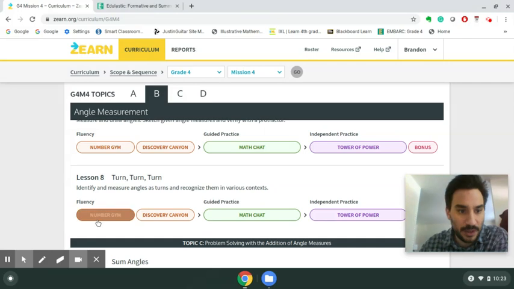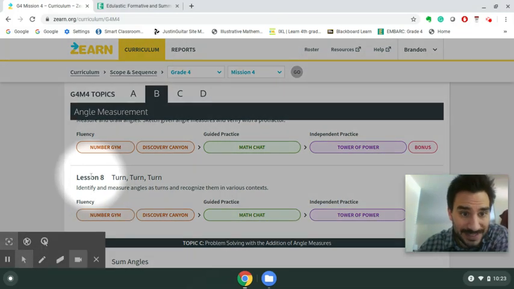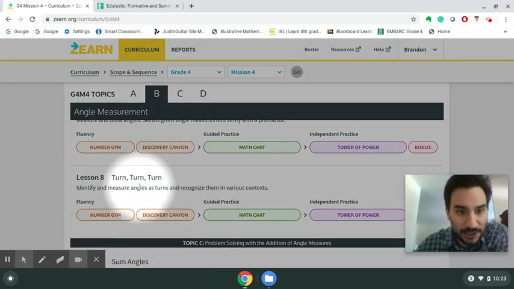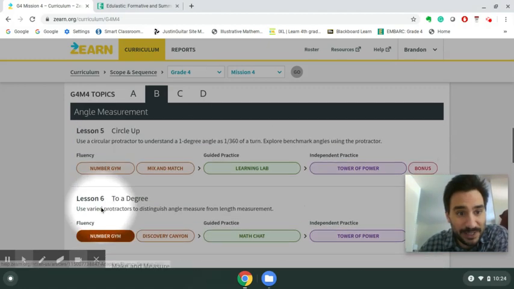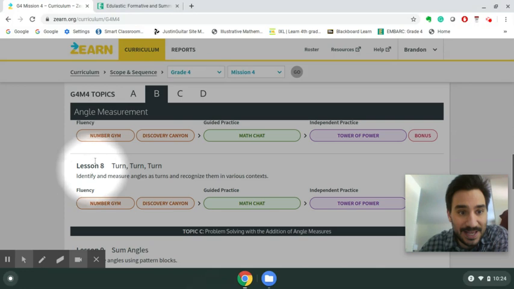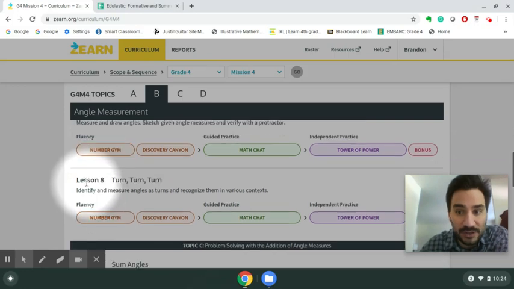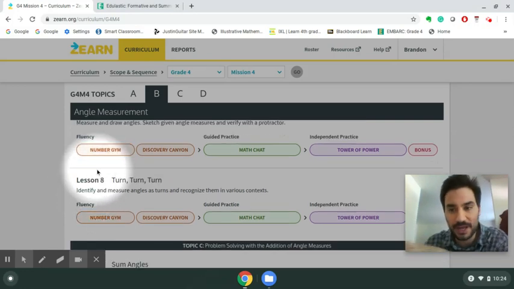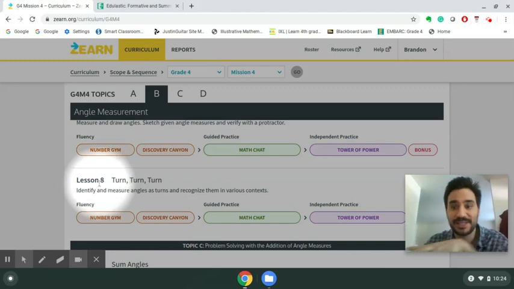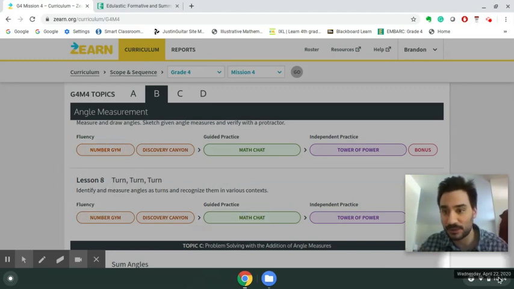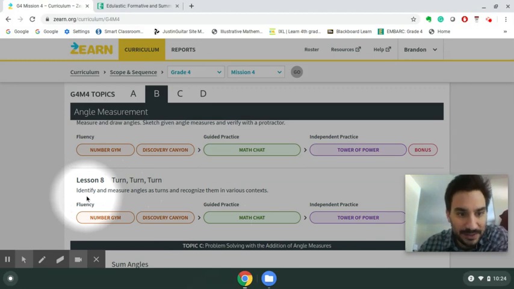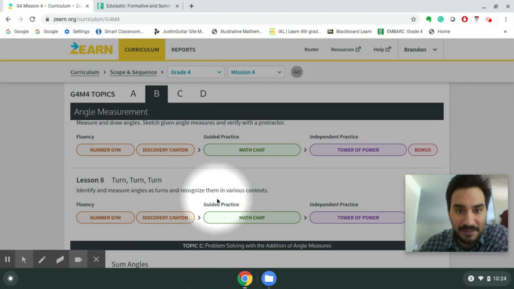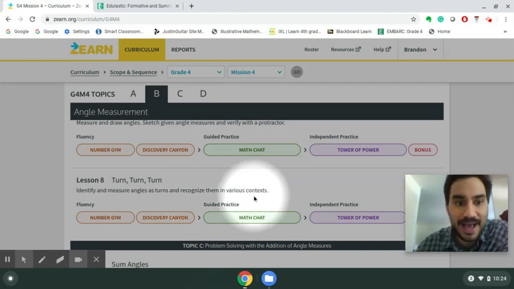So today we are on lesson 8, titled Turn, Turn, Turn. To get to lesson 8, remember, you need to get through the first 7 lessons. Most of us are already on lesson 8. Don't go too far ahead. But today, Wednesday, April 22nd, lesson 8. Our objective: students will be able to identify and measure angles as turns and recognize them in various contexts.